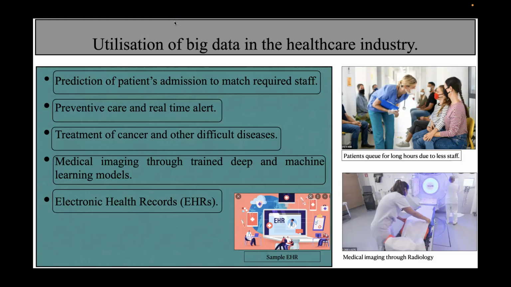Electronic health records have also been used in the healthcare industry. One of the biggest sources of big data in healthcare is the electronic health records. Electronic health records have been widely adopted in the West, especially in the US and in Europe. So the big data from the electronic health records provides a complete picture of a patient's medical history.